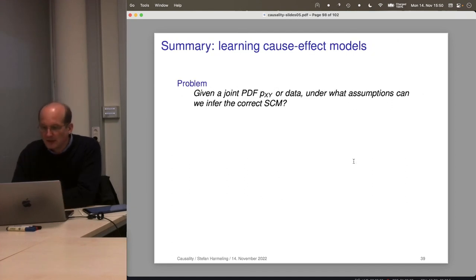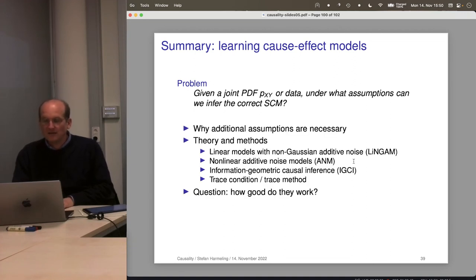Okay, great. So, summary. Under what assumptions can we infer the correct structural causal model, given only the joint distribution? That's really very little. We showed that without additional assumptions, you have no chance. Then I showed you four very different, orthogonal ideas, where of course now there are more papers and people trying to unite them into one big theory. But at first, they are very, very different creative ideas that allow you to be better than random. The question is, of course, how well do they work in practice? That depends on the assumptions.